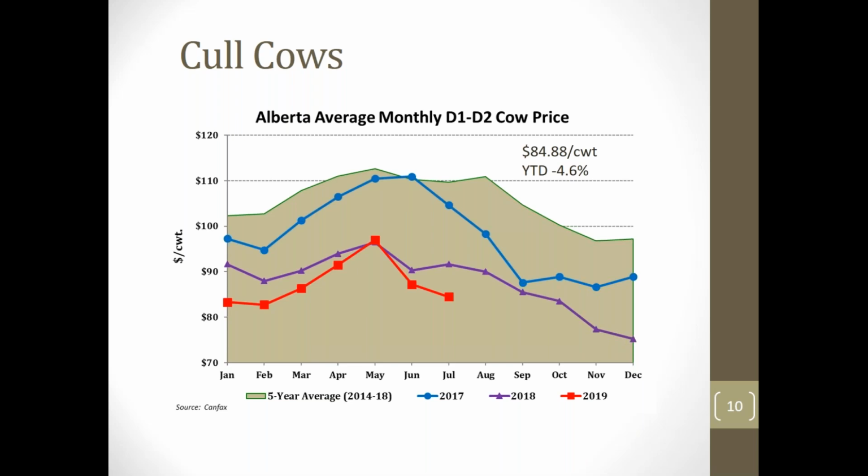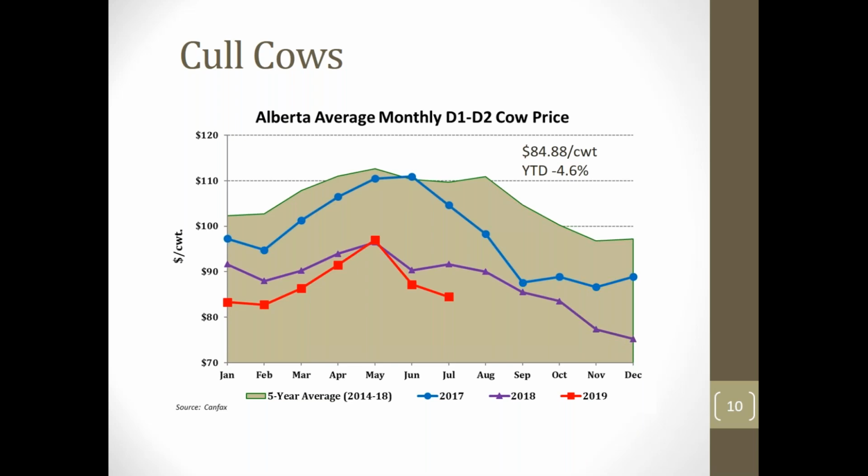So we may actually see, as the number of cull cows coming to market drops back, as we've already started to see in the first couple of weeks of July, if those numbers continue to tighten up, then we might see a bit of support, a bit of a kick up in that cull cow price as they try to bring a few more into market, given where those trim prices are.